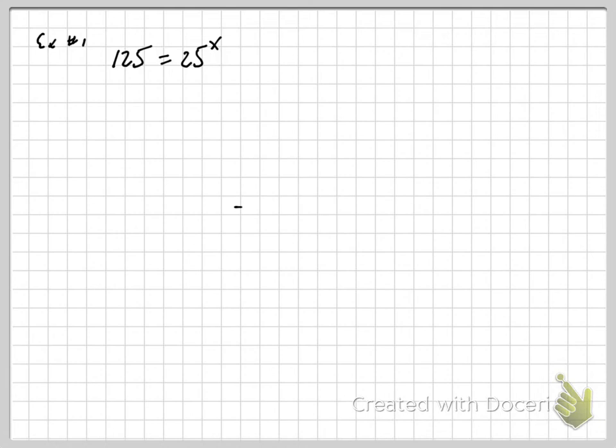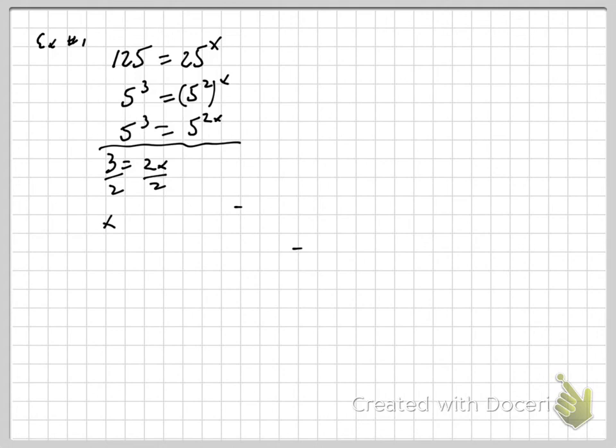Alright, so 5 to the third is 125. 5 squared is 25. But I've got to do my property. My property is power of a power, so this is 5 to the 2x. And now there's no other properties that I have to do. So that means I can set the exponents equal. It's squiggly line time. And then I just solve this, and I get x equals 3 halves. Or if you prefer, 1 and 1/2. Sorry, Juliana.